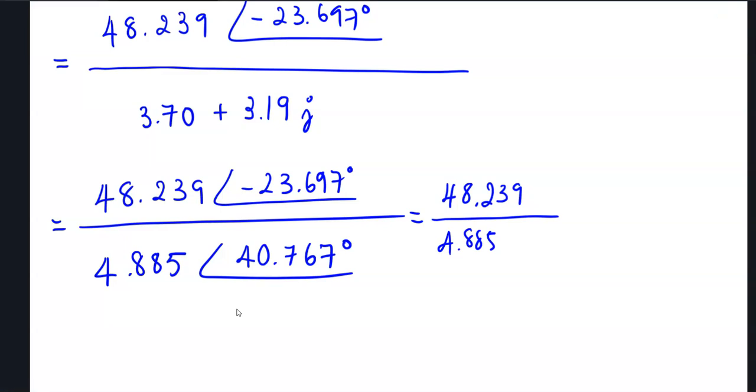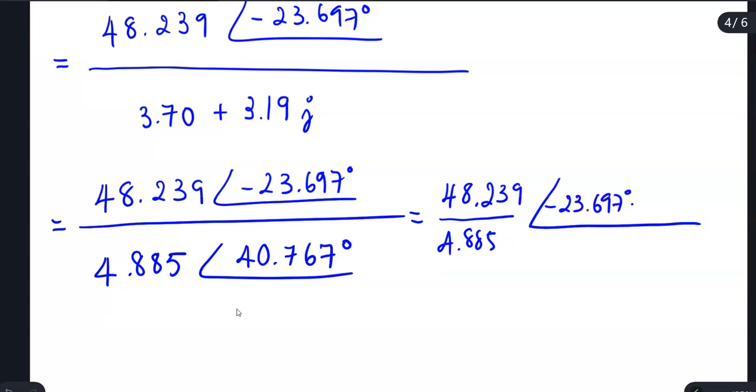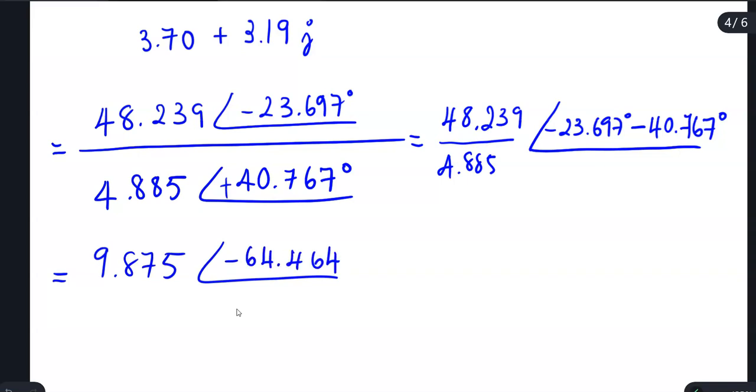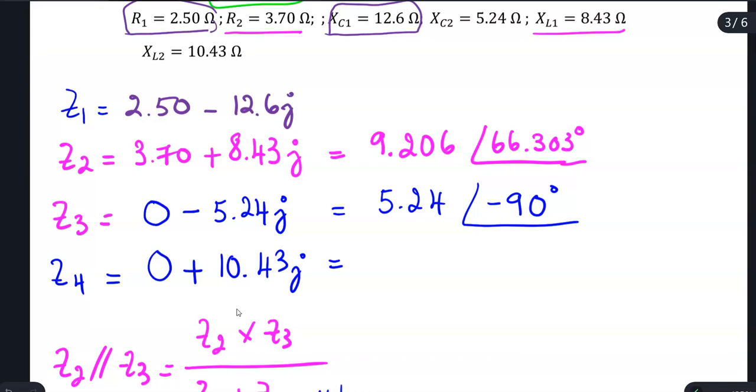But for my angle, for my argument, what I will do is I will subtract. Okay, and be careful. I subtract a positive value, so I just subtract that. Okay, so what I have in this case is 9.875 and the angle turned into negative 64.464 degrees.